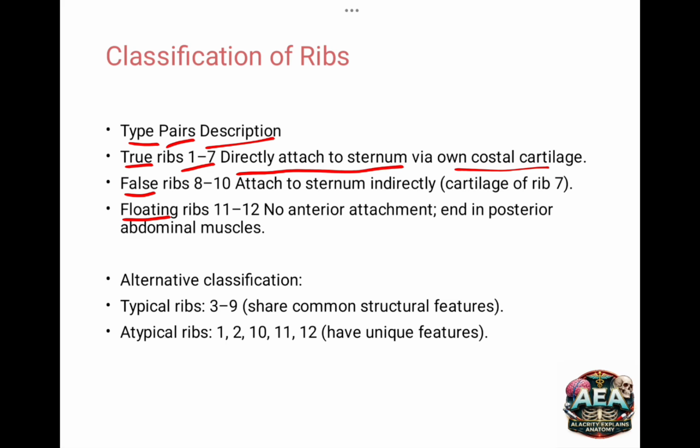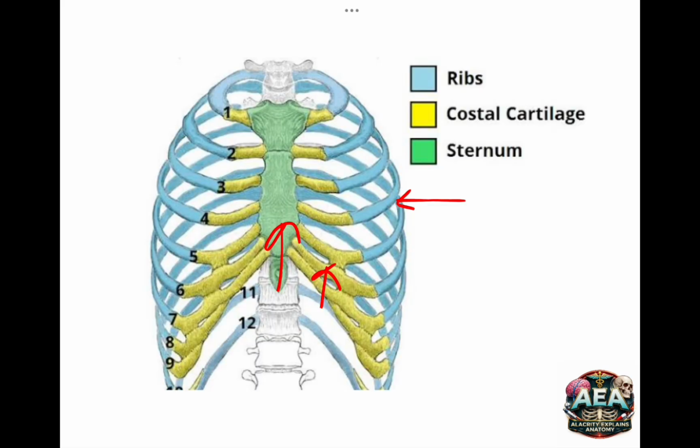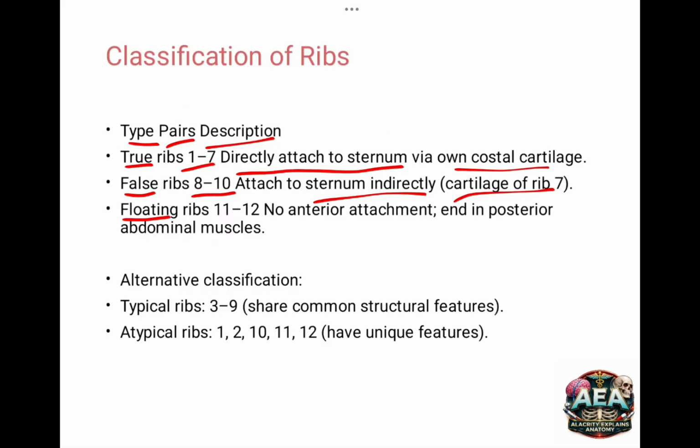While for false ribs, that's rib 8 to 10, they attach to the sternum indirectly, not directly, through the costal cartilage of the 7th rib. You see that rib 8 attaches to the costal cartilage of the 7th rib. Rib 9 follows that of the 7th rib. Same thing with the 10th rib, it attaches to the costal cartilage of the 7th rib. So they are attached to the sternum through the costal cartilage of the rib above.